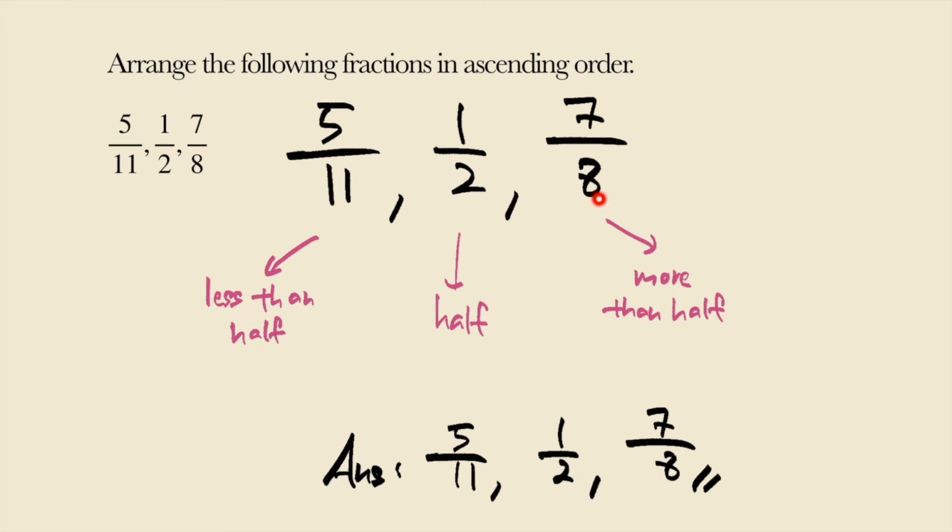Now 8 units divided by 2 is 4, isn't it? So this is clearly more than half a fraction. What does that mean? What's the smallest value here? It will be this guy, lesser than half, followed by exactly half, followed by greater than half. So here we don't have to convert the numerators or the denominators. We can use a bit of basic knowledge to decide.